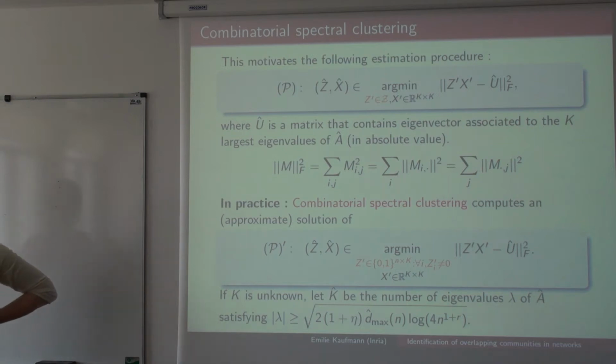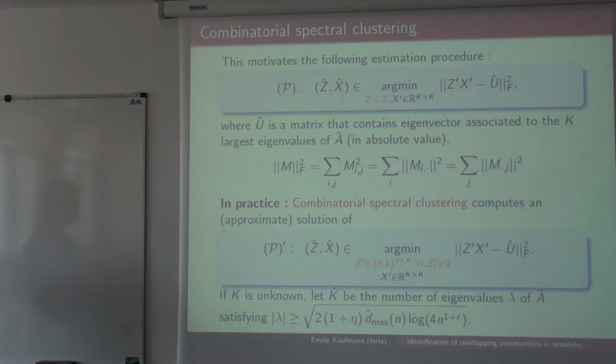And I told you that we also want to estimate K, the number of communities. And so the estimate of K that we suggest is to take the number of eigenvalues of the adjacency matrix that are larger than this threshold. Here you see that what appears here, Dmax hat, is the empirical maximal degree that is observed in the graph. So this thing can be computed just by looking at the graph.